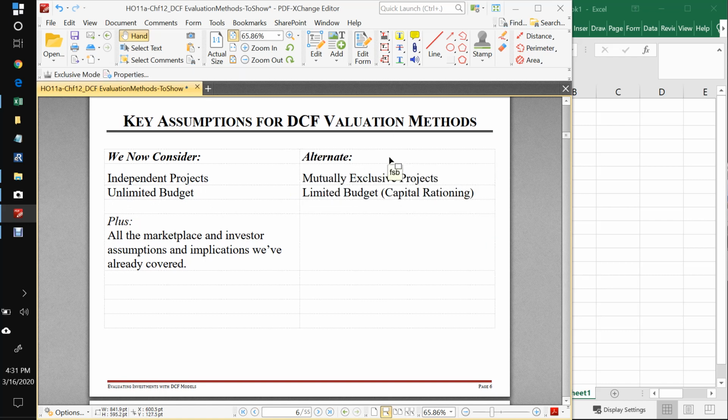So alternate to the independent projects' unlimited budget assumptions, we could consider mutually exclusive projects or projects with limited budget, which is the same as capital rationing. And we will do both of these things in the next chapter.